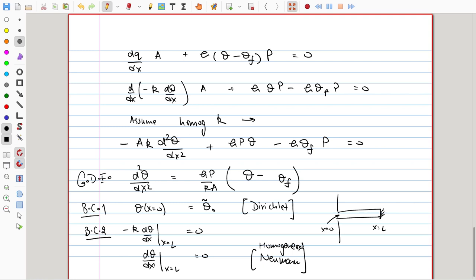Sometimes in some books or literature you will see it written that the boundary condition on the right hand side is homogeneous Neumann for temperature. That basically means it's an insulated surface where the heat conduction is 0. So that's d theta by dx is 0. So that is the process of modeling.